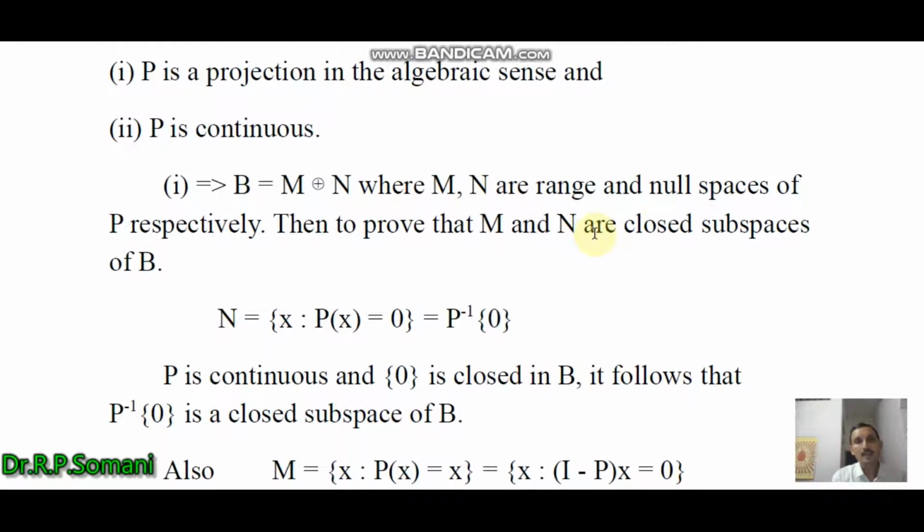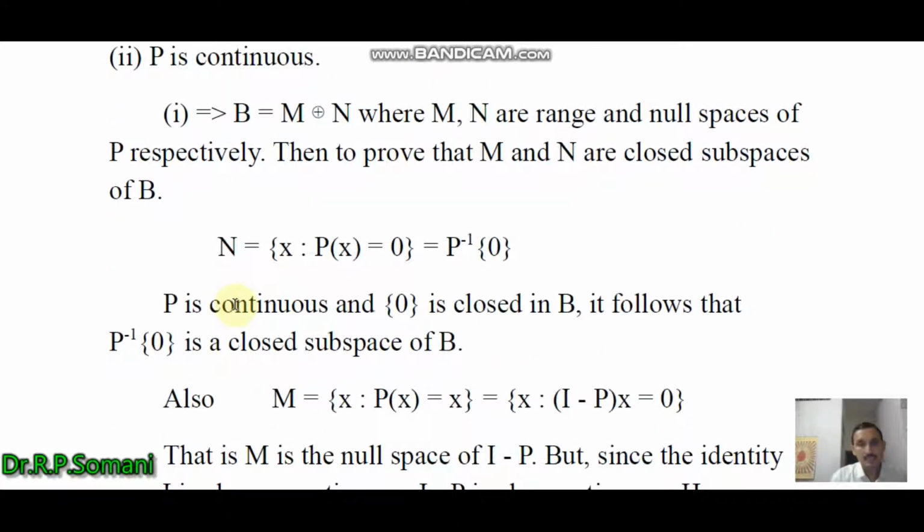Then to prove that M and N are closed subspaces of B, we first check for N, the null space. By definition, N is the set of x belonging to B such that Px equals 0. For this we can write P inverse of 0, which is the pre-image of the zero element. Since P is continuous and 0 is closed in B, it follows that P inverse 0, that is N, is a closed subspace of B.